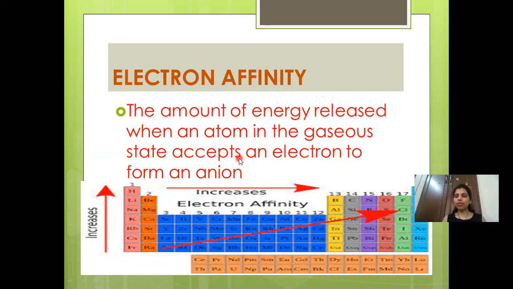That means whenever you are talking about the elements in the periodic table, the metals and the non-metals, metals are electron donors and non-metals are electron acceptors. So the amount of energy released when they are accepting the electron, when they are forming an anion, is known as electron affinity.